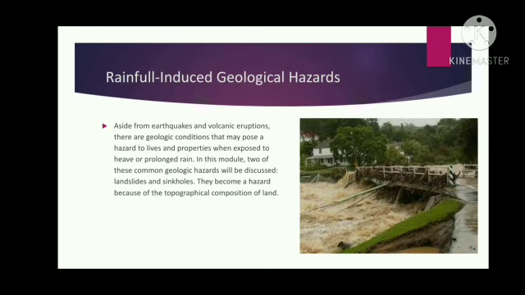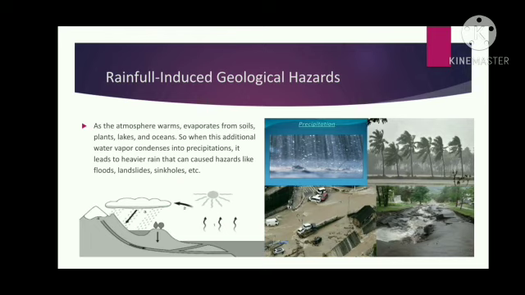So how does heavy rain form? More heavy rain is one of the signs of climate change. As the atmosphere warms, water evaporates from soils, plants, lakes, and oceans. So when this additional water vapor condenses into precipitation, it leads to heavier rain that can cause hazards like floods, landslides, sinkholes, etc.